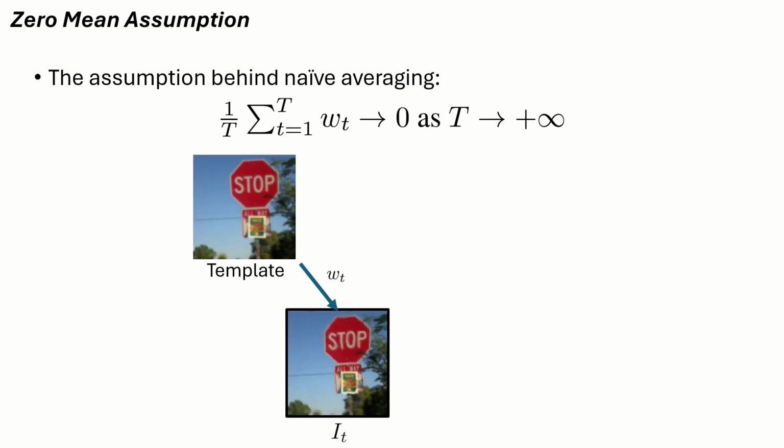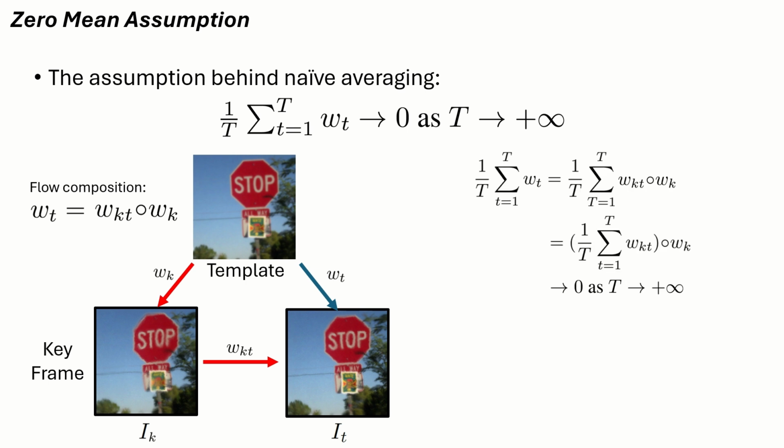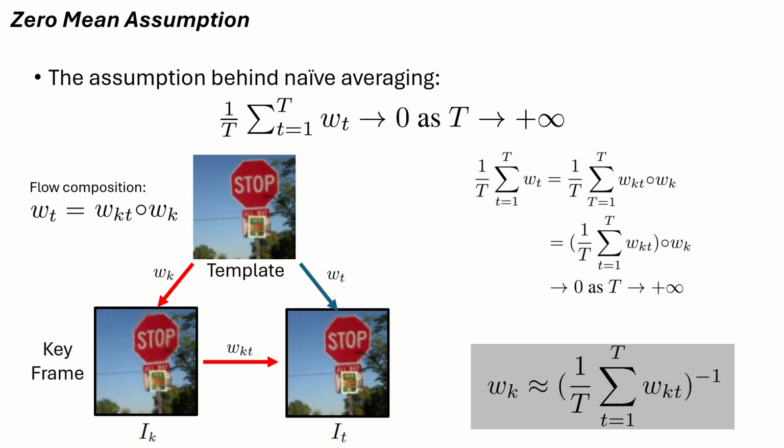We parameterize deformation by an optical flow field. Interestingly, the flow from the template to the target frame can be decomposed into the flow from the template to an intermediate frame, and the flow from this intermediate frame to the target frame. We call this intermediate frame the key frame. Combining this flow composition rule with the zero mean assumption allows us to estimate W_K in this manner. This formulation is noteworthy because W_K is computed only from the flow from the key frame to other frames. So it doesn't need an explicit template to estimate the deformation of the key frame.